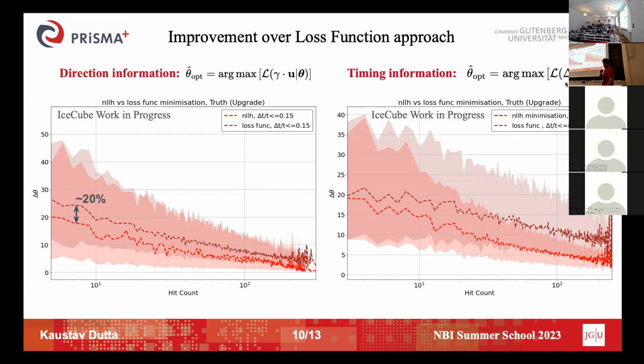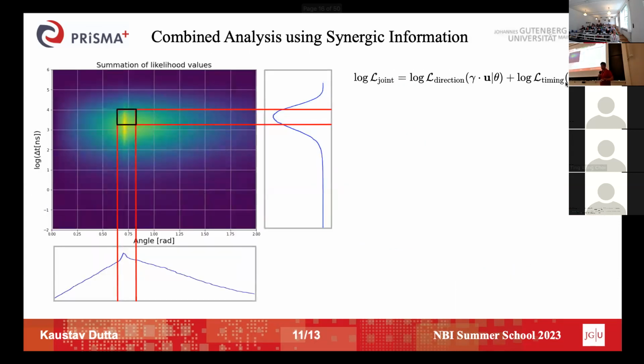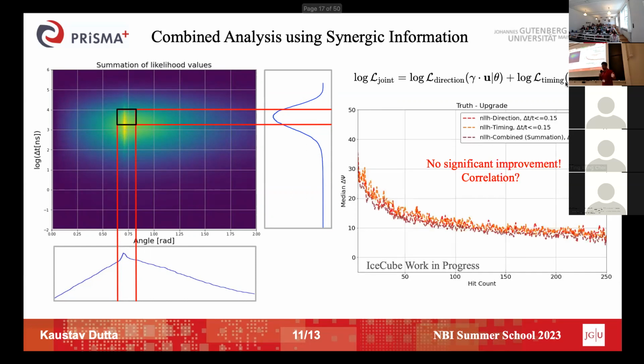Okay, now that we have used the direction only and timing only information, it would be interesting to see what a combined analysis gets us. And so I started off with just adding up the log likelihoods that you get from the direction only and timing only approach. So in short, you're just multiplying the PDFs that you get. And there was no significant improvement really.